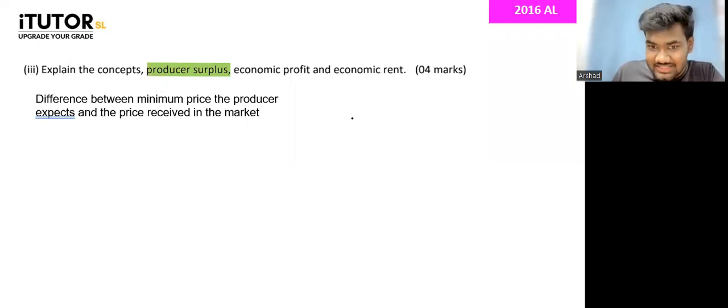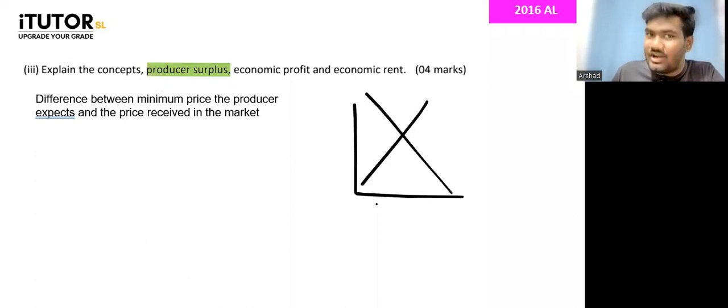Now, if you look at this, this is your supply curve, this is your demand curve. Based on this, you have this. So which area is total revenue? Total revenue is this, right? This is total revenue. The minimum price the producer expects is this, right? That is also called the total variable cost.